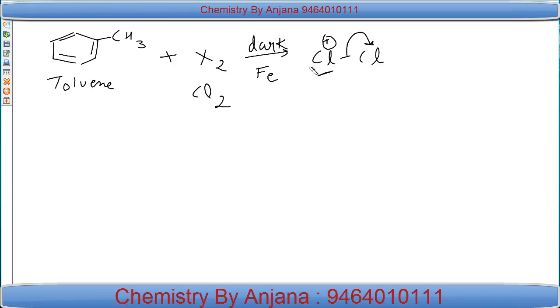ये Cl जो एज इलेक्ट्रोफाइल जनरेट हुआ, that will further participate in this reaction and this will attack toluene. ये Cl पॉजिटिव इस मॉलिक्यूल toluene को अटैक करेगा और यहाँ के हाइड्रोजन्स को सब्स्टिट्यूट करेगा. कौन से हाइड्रोजन्स को?